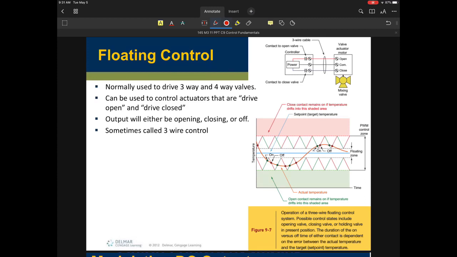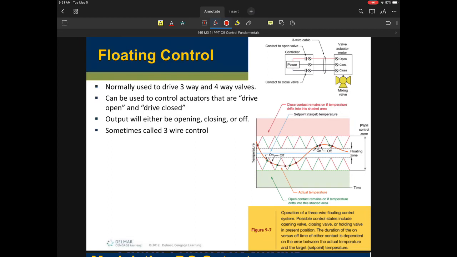Floating control. So let's take a look at floating control. With floating control, usually we're talking about valves, actuators, or control devices that are what I would typically call drive open, drive closed type valves. They're generally going to have, let's call it, three positions. In other words, your controller is either driving a valve open, driving a valve closed, or the control output is off.